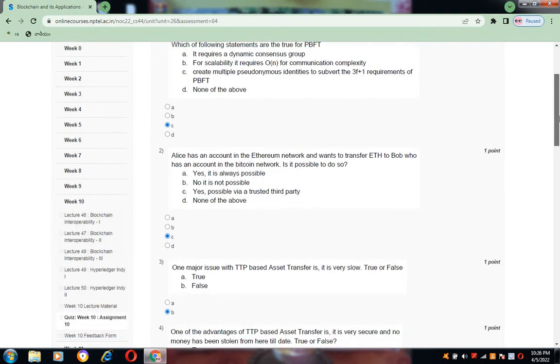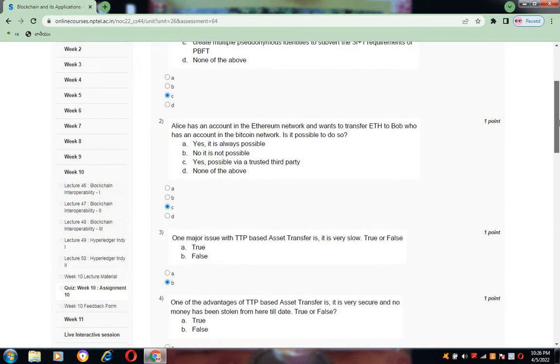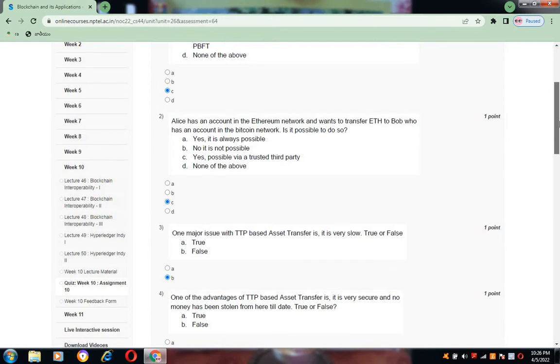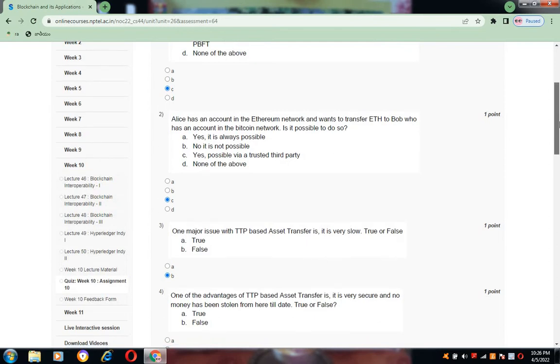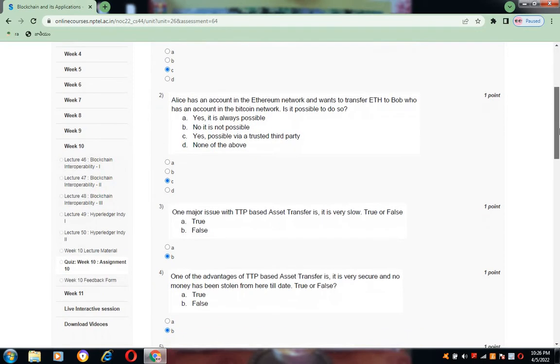Coming to question number two: Alice has an account on the Ethereum network and wants to transfer ETH to Bob, who has an account on the Bitcoin network. Is it possible to do so? For this, the answer is C. Yes, it's possible via a trusted third party. So option C is the correct answer.